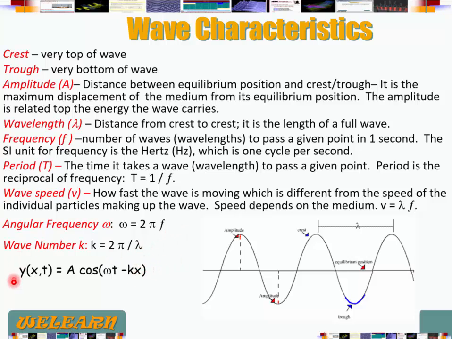The equation of propagation of a wave can be written as A, the amplitude, cosine of omega t minus kx. Remember, k is the wave number, omega is the angular frequency, t is the time, and x is the position.